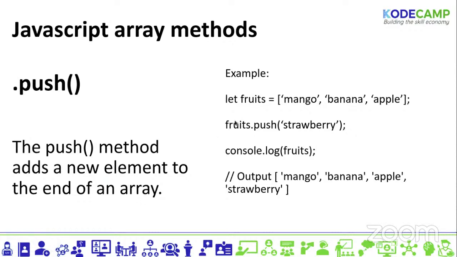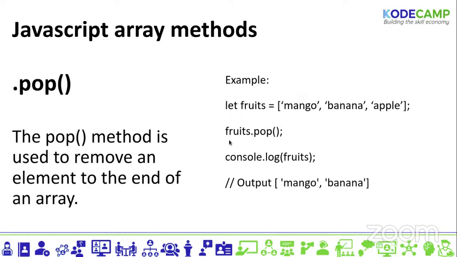So for example, if we have mango, banana, and apple, and then we push strawberry into these fruits, what we will have now is mango, banana, apple, and then we have strawberry at the end of these fruits. So we are pushing at the end of these fruits.